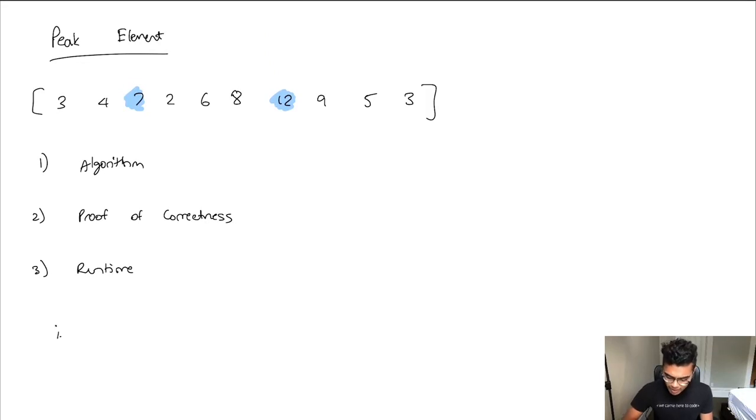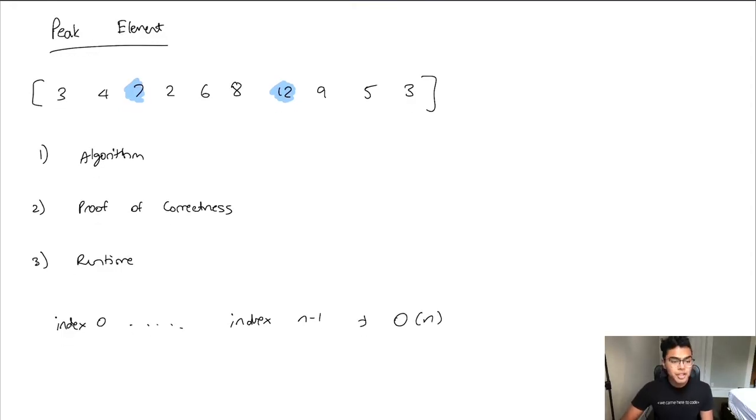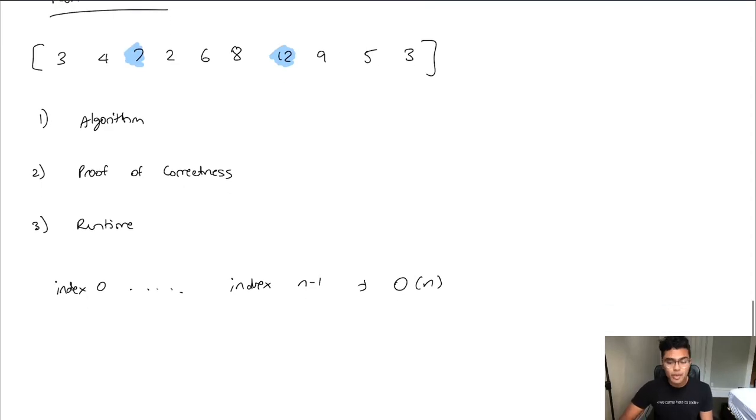You would say that, okay, start at index 0, and then et cetera, up to index n-1, check every element and see, okay, is this a peak? Is this a peak? And the runtime of this would be what? O of n. Is this efficient? No, not really, but this definitely works.